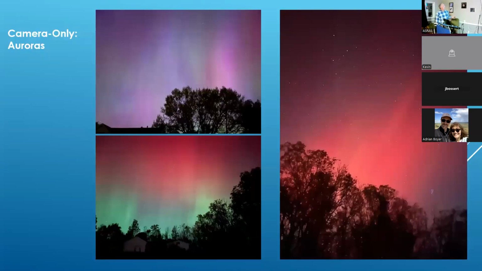And a few more pictures here. Some of these are actually taken here at Ferris. So there was another big display. You'll see Cassiopeia up here, the Pleiades down here, and of course, all the different colors that are available. So I recommend night mode for auroras above anything else.